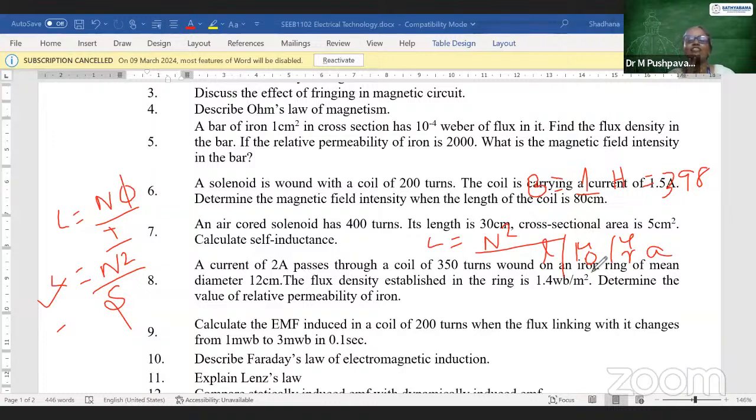Has anyone found the self-inductance? This is the formula I have to use: L equal to N square by S, for S, L by mu naught mu R area. So mu R will be 1. I told you, air core inductor means they have given that. Yes, solve for that problem.